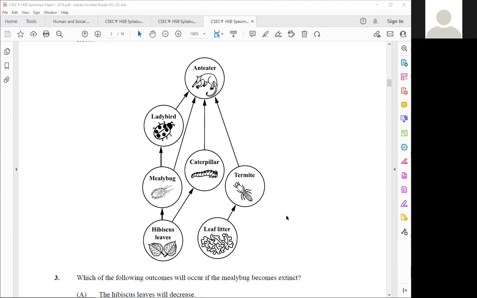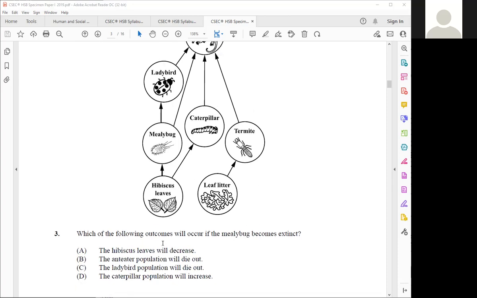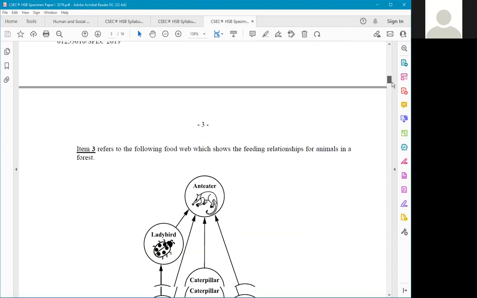So I was saying, the energy flows in the direction from the organism that is being eaten to the one that eats it. So let's see what the questions are, or the options. Which of the following outcomes will occur if the mealybug becomes extinct? In other words, you're going to remove one organism from the food web.